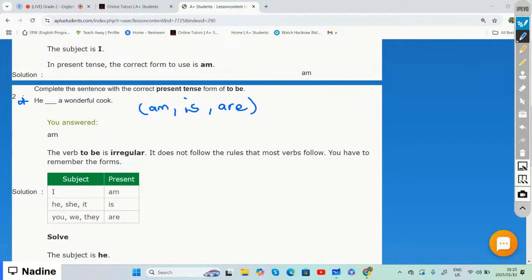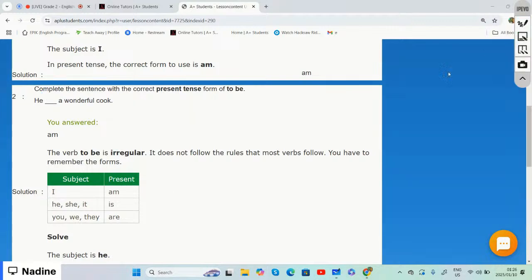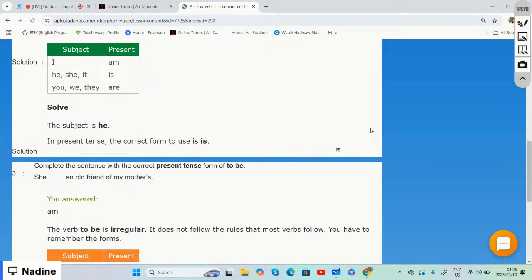All right, then if we were to choose the correct option, then yes, he is. Well done, because we're referring to one person. So one person is, whether it is he is, she is, it is. Well done. He is a wonderful cook. Well done. Is correct. All right, let's look at the last one and then we're going on to our test.